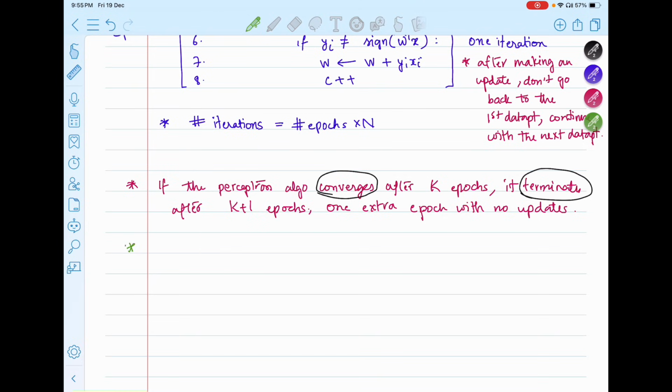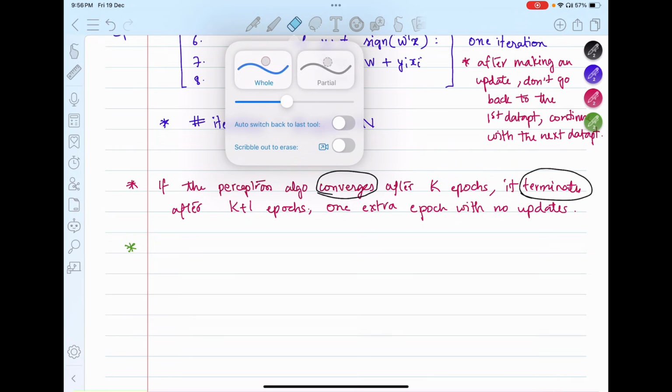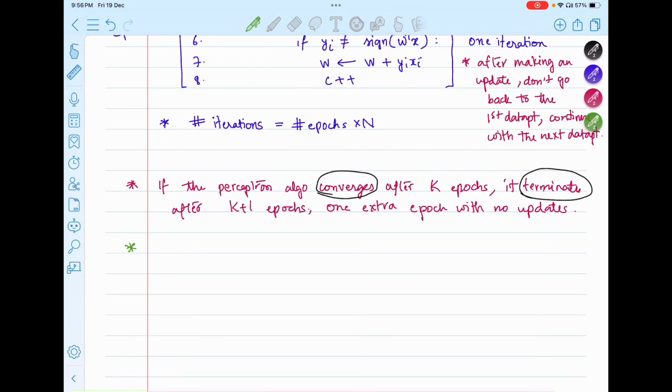One more important point I want to mention about perceptron is that it need not converge. Okay, before that, let me discuss the notion of linear separability. So we say that a data set is linearly separable if you can actually draw a line between the two classes of data points. Linear separability.